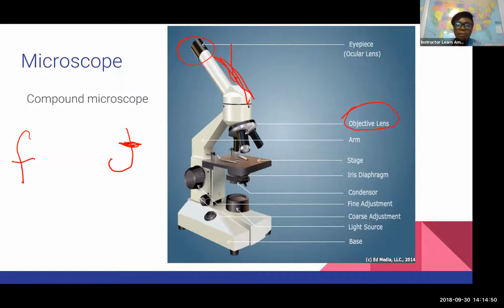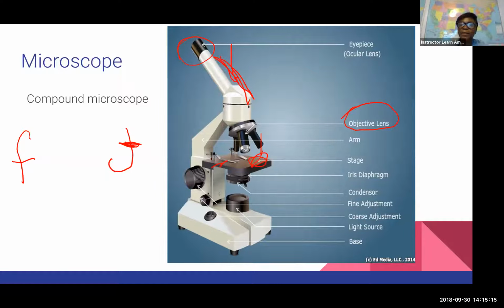If you would like to see the object to the right, you would have to actually physically move the slide to the left and vice versa. So everything that you see is a reverse reflection. The stage here is where you would put the object and you will fix them in place by the clips.